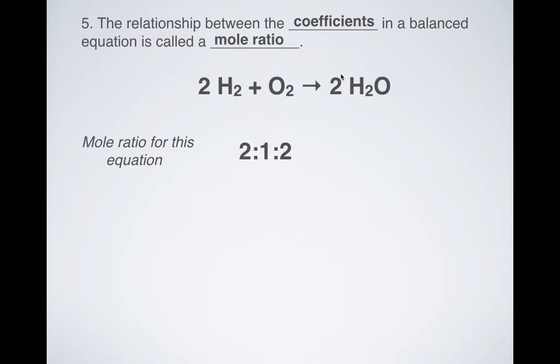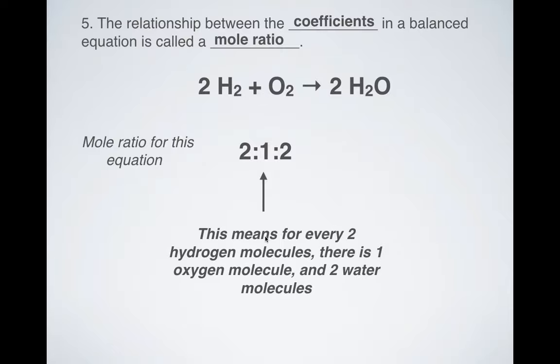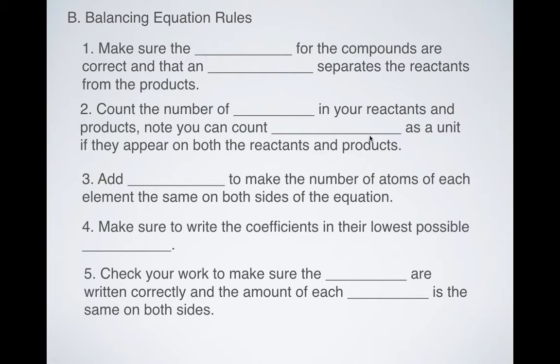So instead of saying 2 hydrogen molecules, 1 oxygen molecule, 2 water molecules, you can say 2, 1, 2. That's it. And what does this mean? 2 hydrogens, 1 oxygen, 2 waters. It's like a shortcut.